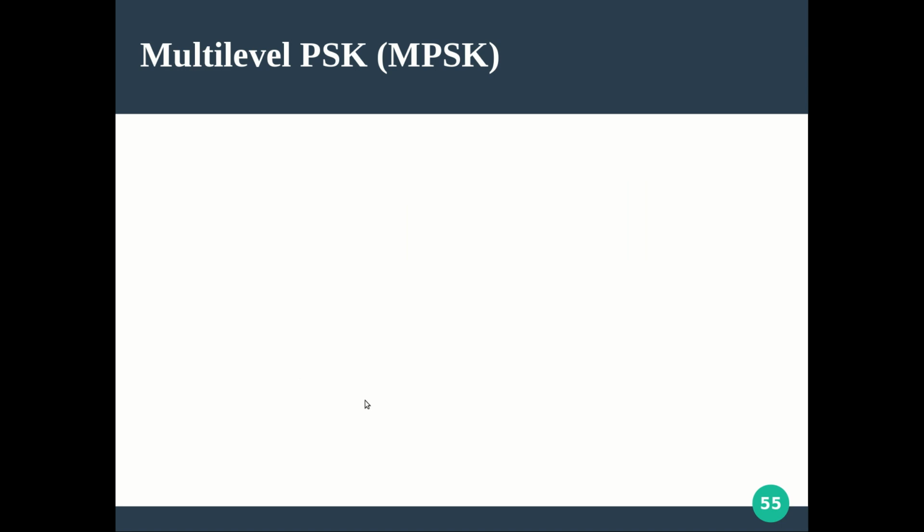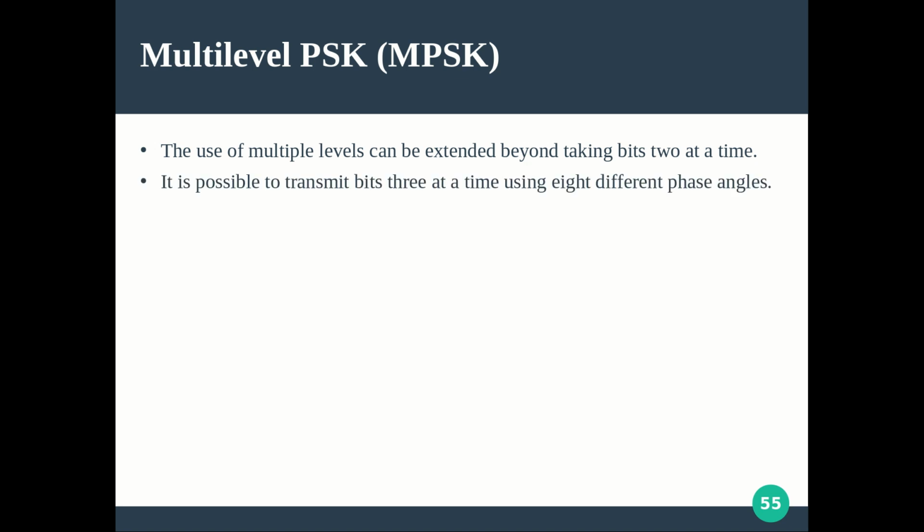Generalization of this is what is called multi-level PSK. So instead of 4 different phase values, here you can use more than 4 even. You can think of say 8 values, 16 values. The use of multiple levels can be extended beyond taking 2 bits at a time. You can take 3 bits at a time, resulting in 8-level phase shift keying. You can take 5 bits at a time, resulting in 32-level phase shift keying. So that is the idea. More and more bits being grouped means more bandwidth utilization we are achieving, at the cost of more complex circuit and cost. It is possible to transmit bits 3 at a time using 8 different phase angles.